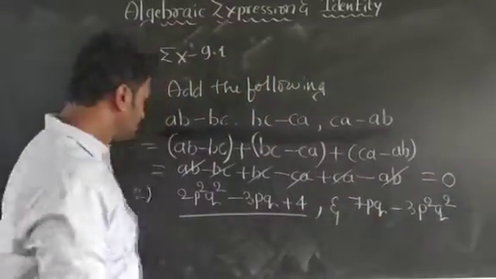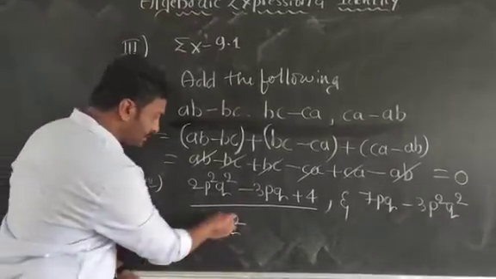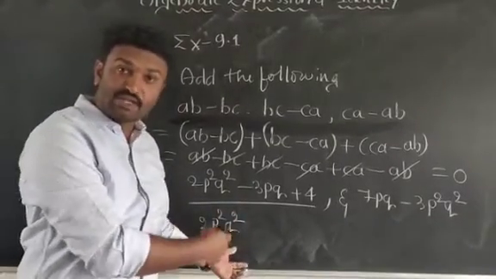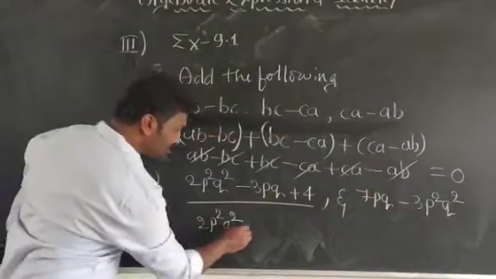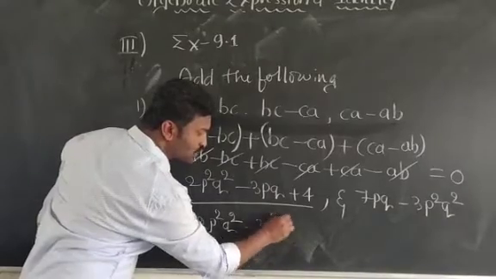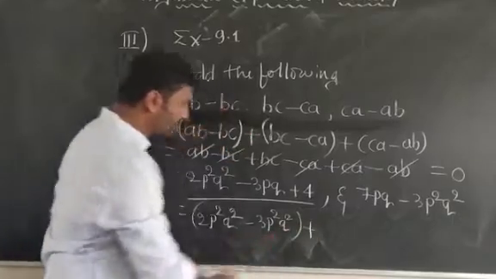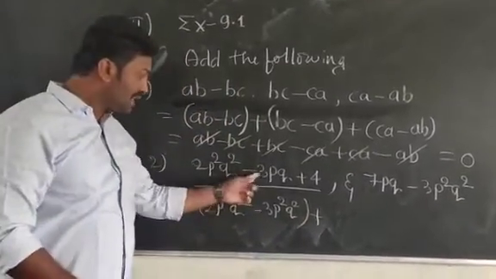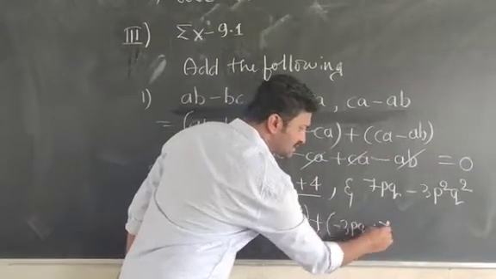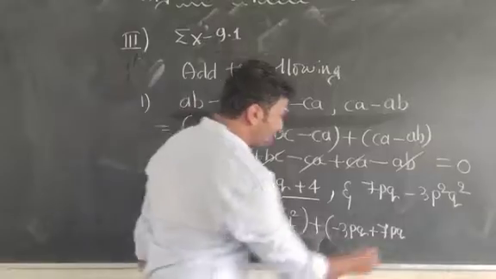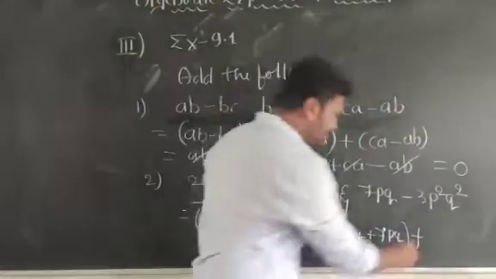We'll group like terms. Here 2p square q square is there. I'll take the terms which have p square q square, minus 3p square q square, one group. Okay, and plus pq minus 3pq plus 7pq, one group, plus the constant, which is this much only, plus 4.